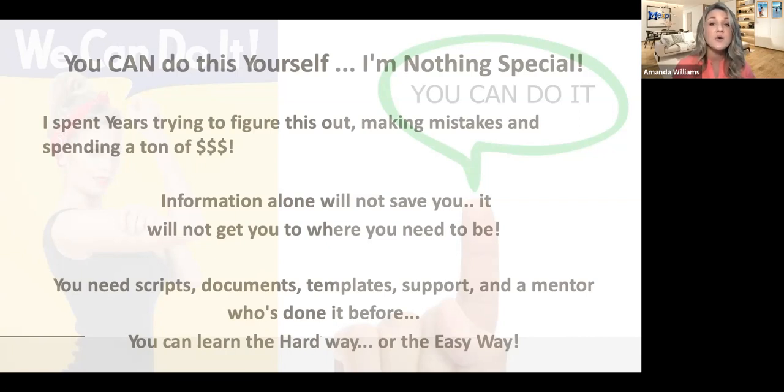But information alone, it's not going to save you. All right. I can give you all of this information. But really what it comes down to is you need the systems, you need the scripts, you need the documents, you need the templates, the leases, the support. You need a mentor who's done it before, so that you can actually go to that person and ask questions. So you can learn the hard way like we did, or you can learn the easy way.